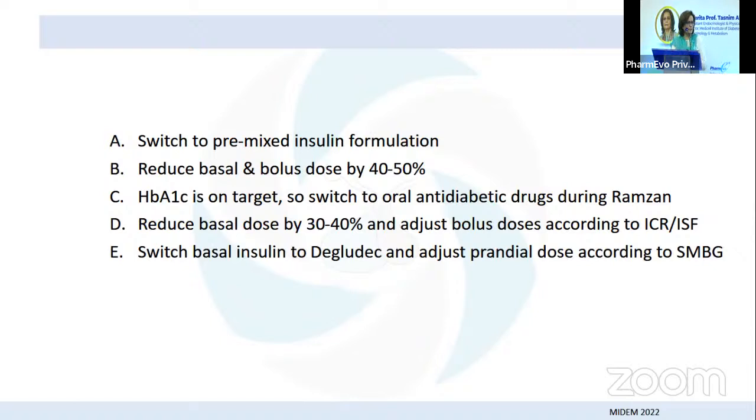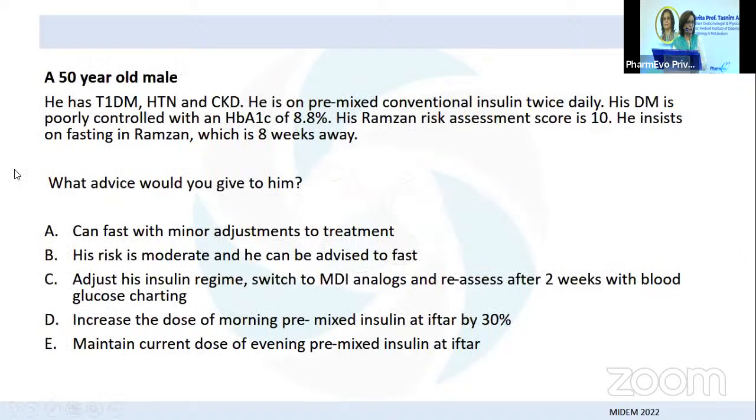Let me give you, this one's even easier. So this is another type 1 diabetes patient, but this one's 50 years old. And he also has hypertension and he has chronic kidney disease. He's on pre-mixed conventional insulin twice daily. This is a common scenario here. No type 1 patient should be on pre-mixed insulin.